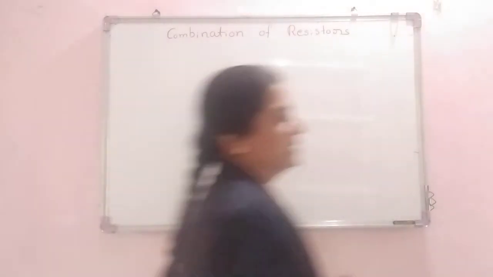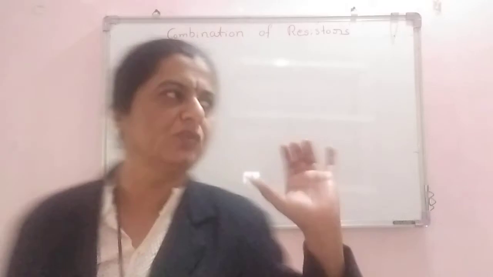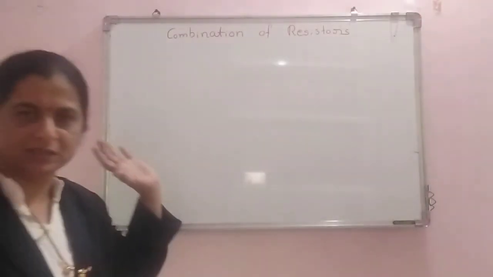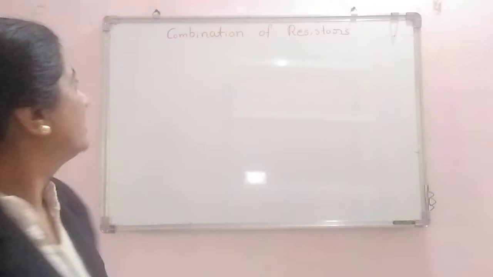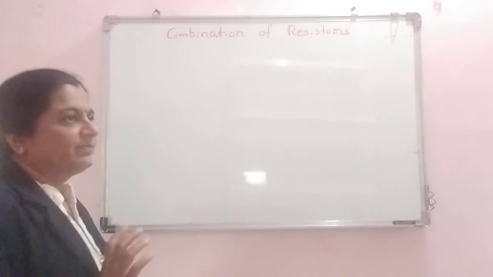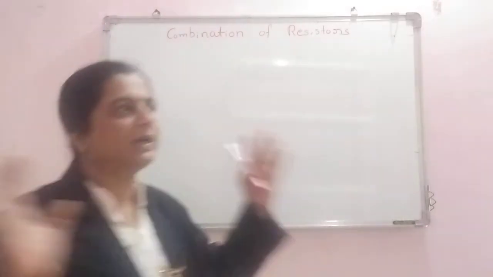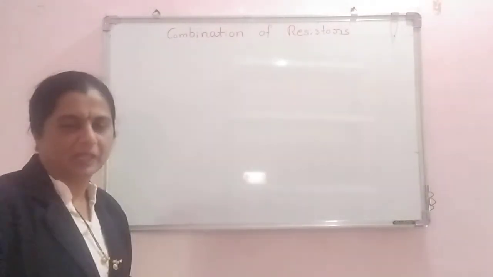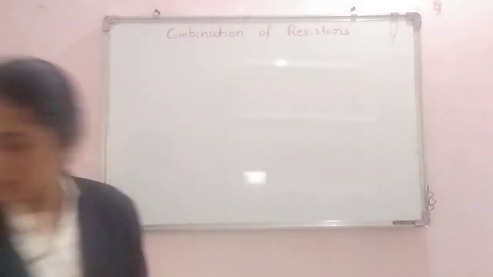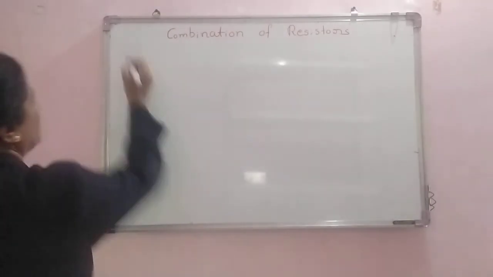What do you mean by a resistor? A resistor is a device which can limit the flow of current through the circuit, meaning it resists the flow of current. To get a required resistance, we have to combine a number of resistors in two types: series combination and parallel combination.